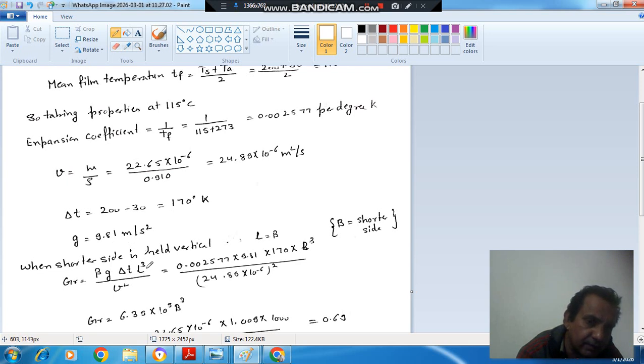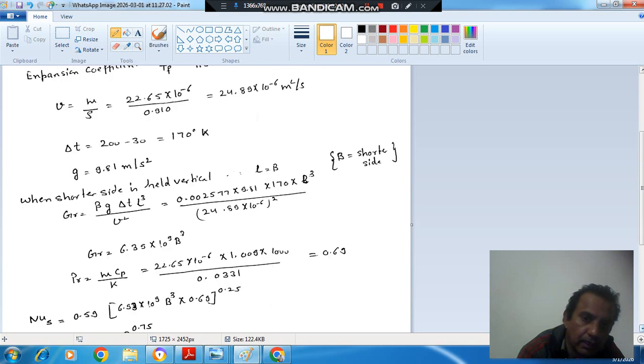Now here L is there. When the shorter side is held vertical, then L is B. When the longer side is held vertical, then L is the longer side. So first we will take the case when the shorter side is held vertical, so we will take it here as B. Putting this value, it gives the Grashof number as 6.39 B cubed.